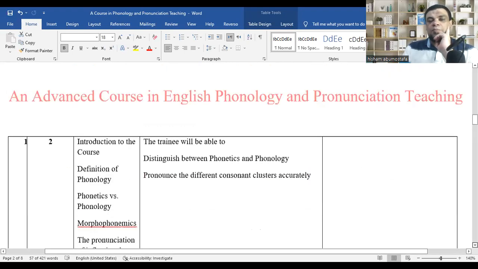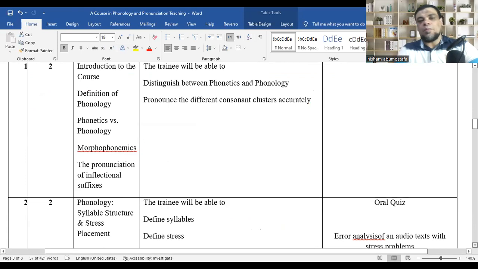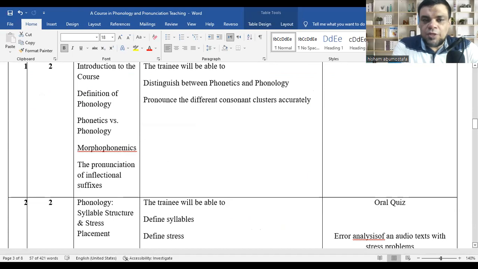Let's start the basic components of the course. Number one, introduction to the course. This is the definition of phonology, and phonetics versus phonology. Of course, before studying this course, you should be aware of phonetics, phonetic symbols, transcription of words, okay? The differences between vowels and consonants, both theoretically and practically. Before starting this course, you should be aware of this because this is an advanced level, okay?